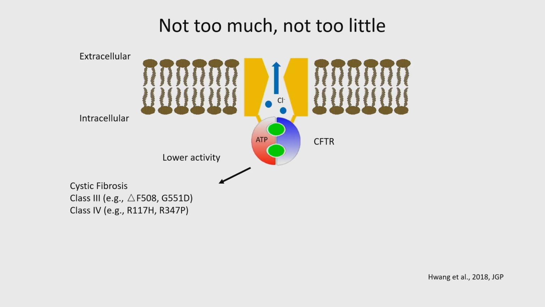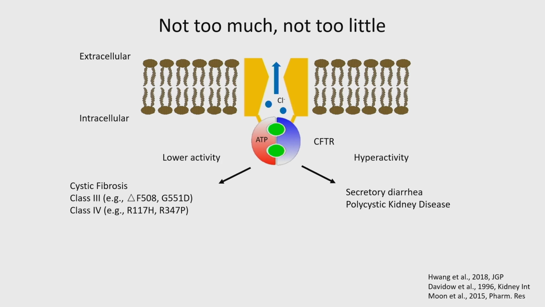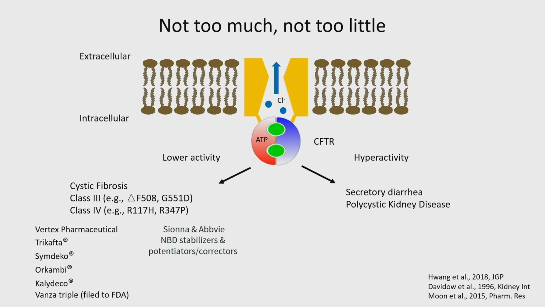However, this does not mean that higher activity is better for CFTR, because if the activity is higher than physiological needs, it can also cause pathophysiological conditions such as secretory diarrhea and polycystic kidney disease. So for CF, we have developed many compounds to alleviate the symptoms. However, the drug design to curb CFTR's hyperactivity has not been well explored yet.